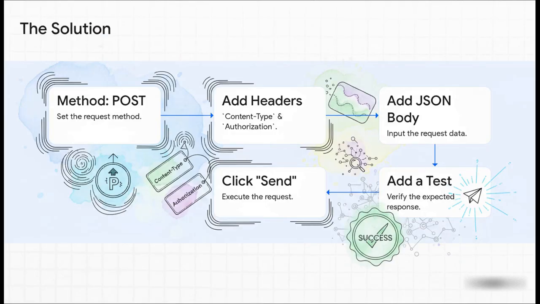So, how do we fix this thing? Well, in Postman, it's actually a super simple 5-step process. First, we set our method to post. Then we add our two crucial headers, that's content type and authorization. Third, we paste in our JSON body. Step 4, we add a quick little test just to confirm we got a successful response. And finally, we click send. And the result? Boom, a successful connection, case closed.